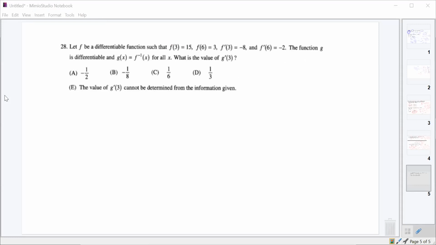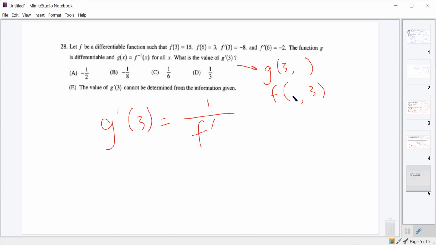So we've got f as a differentiable function, f of 3 is 15, f of 6, and so on, they give us a bunch of values. It says g is differentiable and g is the inverse of f. We want to find the value of g prime of 3. So this is the inverse rule. Clearly g and f are inverses, so we know that g must contain a point 3, comma, something, which means that f must contain a point something, comma, 3. So g prime of 3 ought to be 1 over f prime of whatever this x value is.